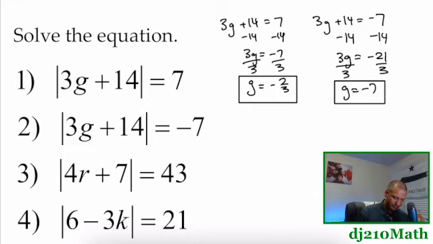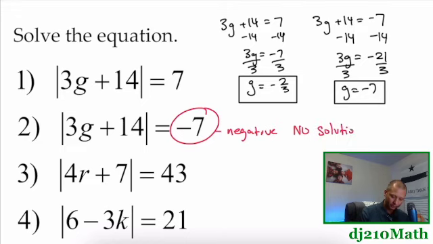Okay, number two, it's negative. It's isolated and negative. So the negative is what makes it no solution. Right, because in absolute value, the answer must be positive. Well, here we see the answer is not positive, it's negative. So there is no G that we could plug in that would ever make this true. No solution.